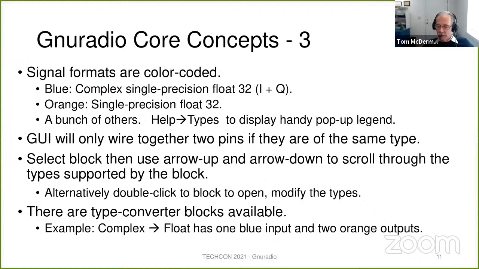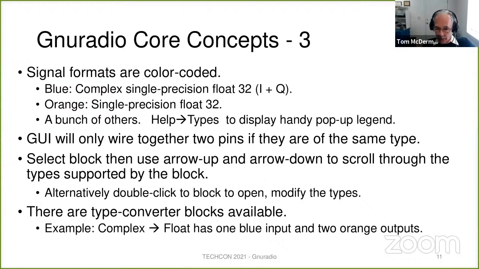And there's a whole bunch of other types. There's shorts and there's vectors. There's all kinds of things. GNU Radio will only allow you to wire two pins together if they're the same type. For example, it doesn't make any sense to wire a pin that's real to one that's complex. You can select the block, and most blocks have automatically built in different versions that will talk floating point, real, and complex or byte. And so you can modify the kind of I/O on a block.